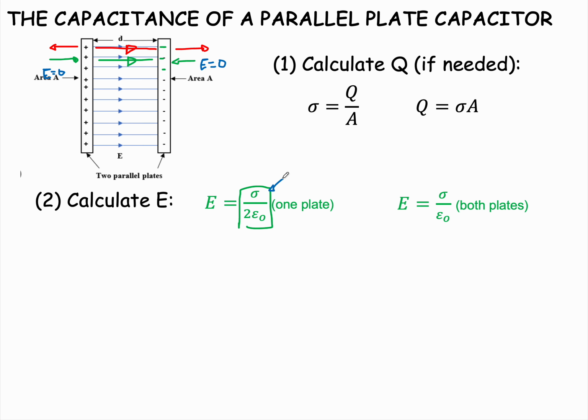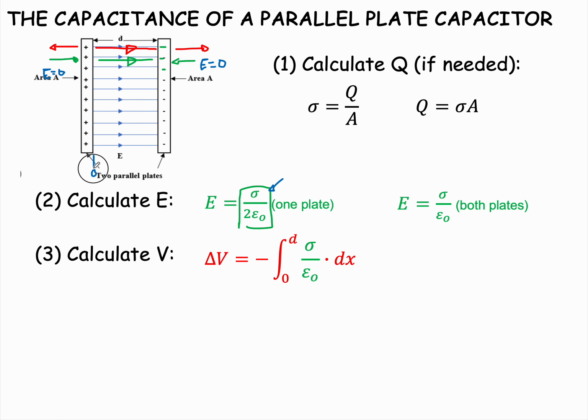Once you have the electric field using Gauss's law or previous ones, next thing we have to do is calculate the voltage, or electric potential difference. To do that, remember it's just going to be equal to the negative integral of the electric field dot distance. In this case, I'm simply going to integrate.